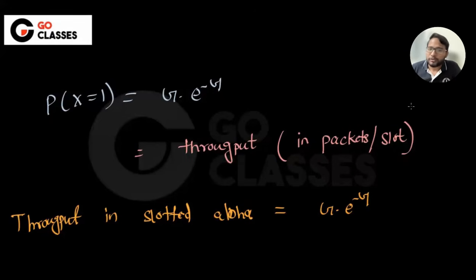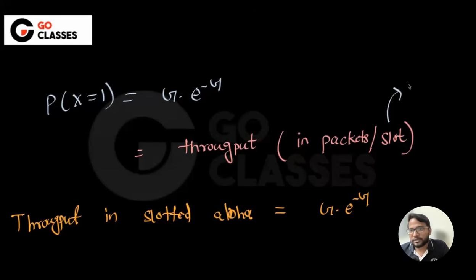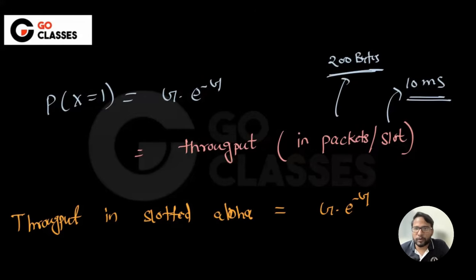Suppose the slot means the transmission time, right? Suppose this transmission time is 10 millisecond and the packet is, let's suppose, 200 bytes. And if I say that throughput is something, let's suppose 0.23, and I say the packet size is this and the slot size is this, can you convert this throughput, which is in packets per slot, to maybe kbps? Can you convert? Definitely, right?